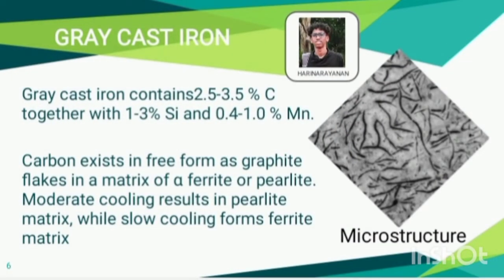Thank you, Joel. I'm Harinarayanan KS and I'll be talking about grey cast iron. Typically, grey cast iron contains carbon in the range of 2.5 to 3.5 percent, together with silicon in the range of 1 to 2.8. Other alloying elements like manganese, sulfur, and phosphorus may also be present in grey cast iron. Carbon in grey cast iron exists in free form as graphite flakes embedded in a matrix of alpha ferrite or pearlite. Moderate cooling from the austenitic range leads to a pearlite matrix, while slow cooling results in a ferrite matrix.